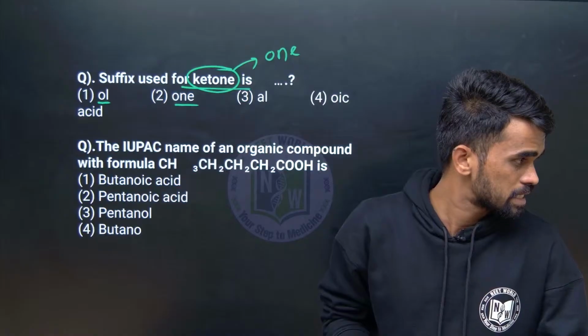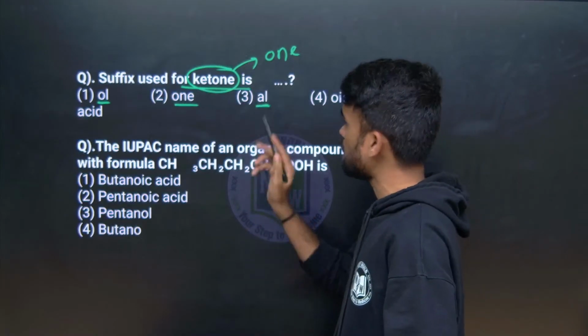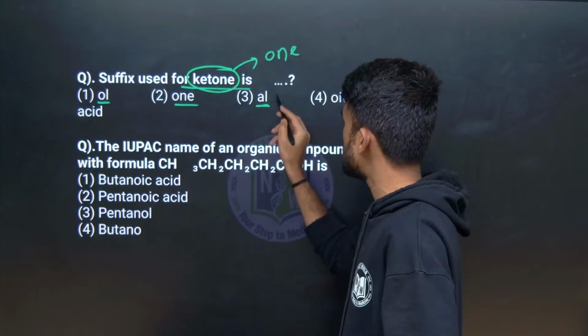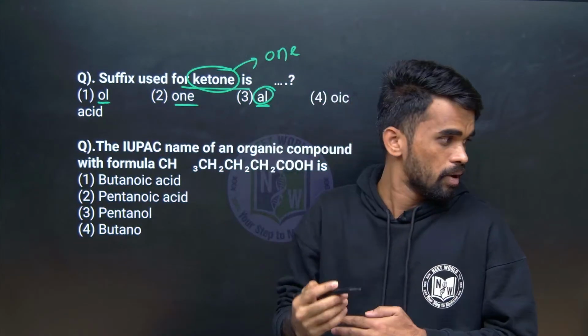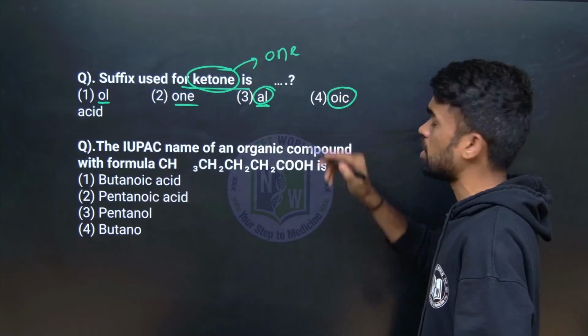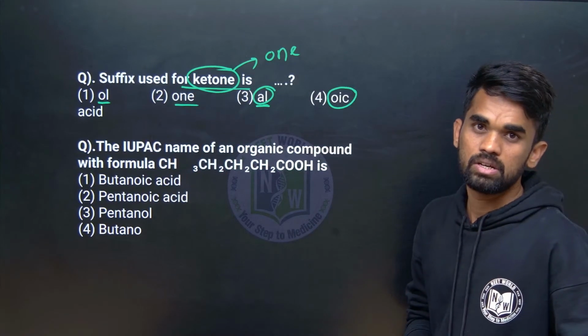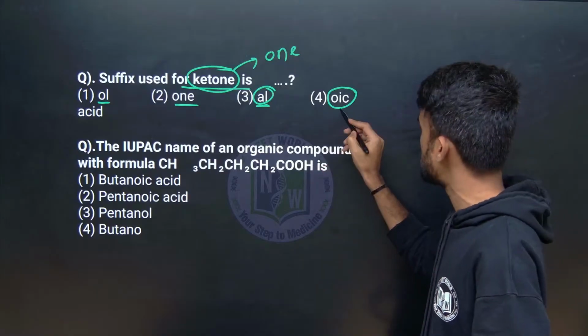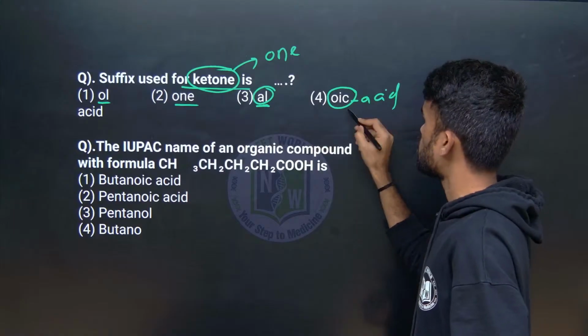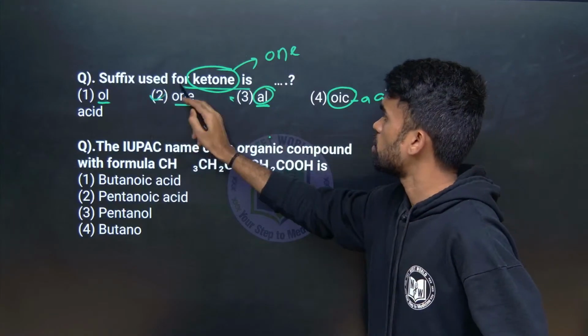Okay, then next, what about -al? This is for aldehydes. The suffix for aldehydes is -al, like butanal, methanal, like that we will be giving, right? And -oic acid is for what? Carboxylic acids. So -oic acid will be given as the suffix for carboxylic acid. For ketones, -one is the correct one.